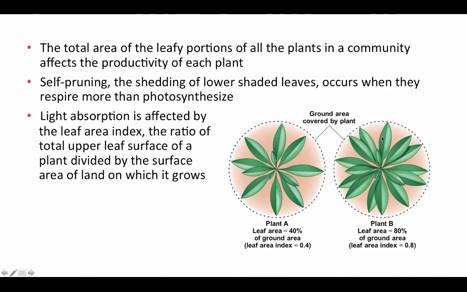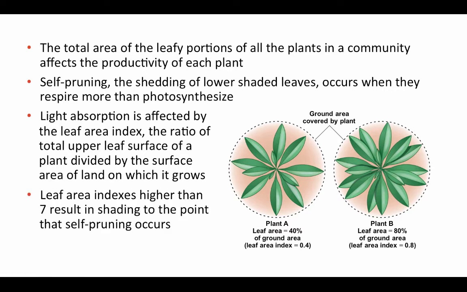But when you get a high leaf area index, you're also getting a lot of shading of the plant. So leaf area indices higher than 7 result in shading to the point that you start to get self-pruning, because you're going to have a lot of the lower leaves that are just not contributing to generating energy.